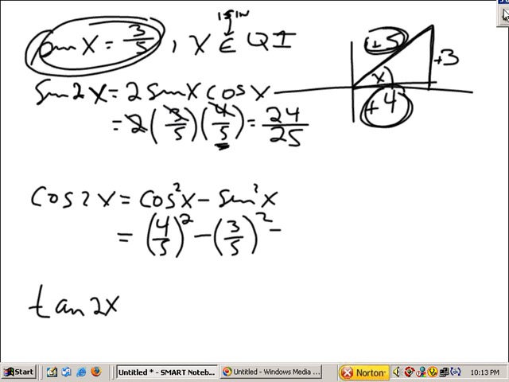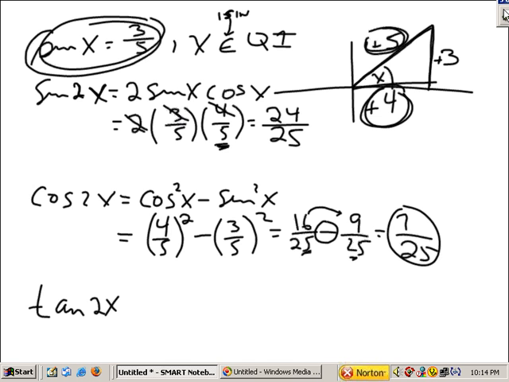So we do our arithmetic. 4 squared over 5 squared minus 3 squared over 5 squared. In subtraction, if the bottoms happen to be the same, keep them the same. Subtract the numerators. 16 take away 9, or 9 from 16, not 16 from 9. 16 minus 9 is 7. There's that answer.